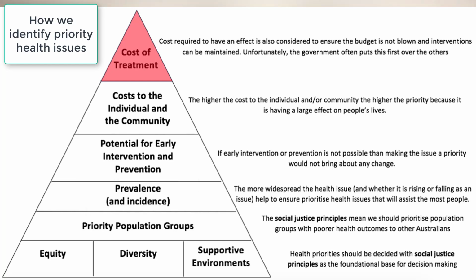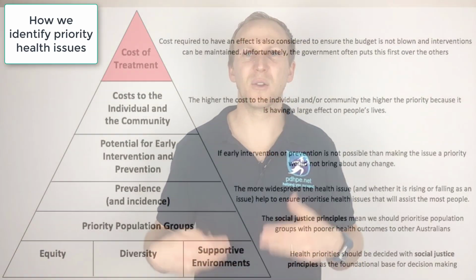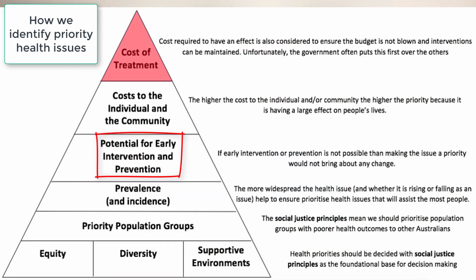If it's rising or falling according to its incidence, it also makes it more of a health issue. So diabetes is prevalent and the incidence is rising, and therefore it needs to be a health priority in Australia. We then look at potential for early intervention and prevention.